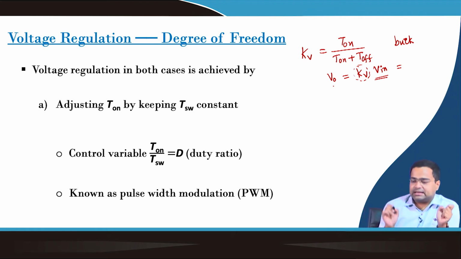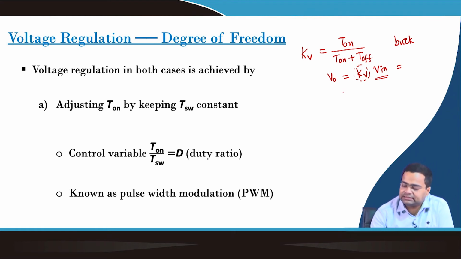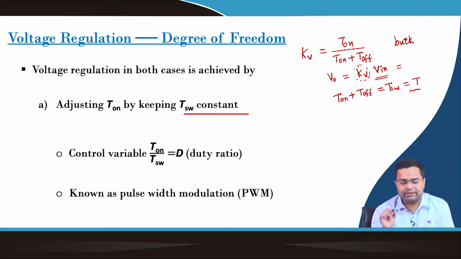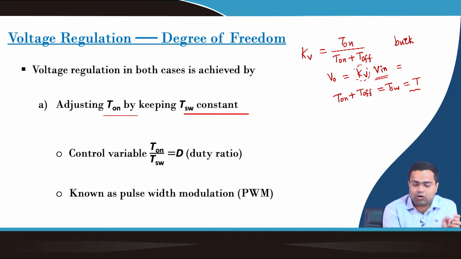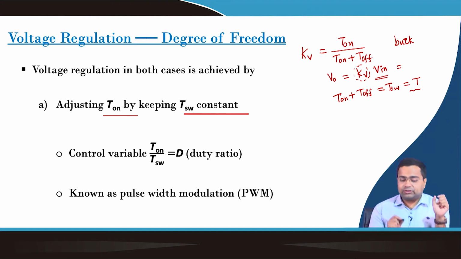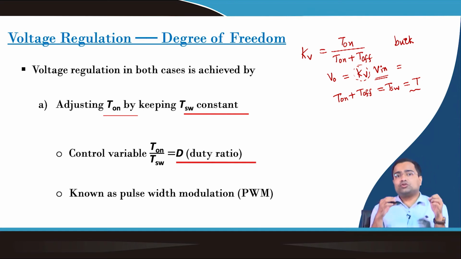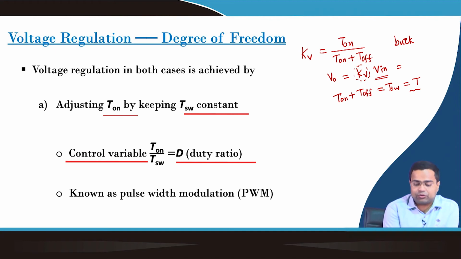So, the first criterion: we can set T on plus T off, which is nothing but the switching period, and keep it constant. If we keep this constant, then we can regulate the output voltage by adjusting the on time. Since the time period is constant, the on time by total time is the duty ratio. So essentially we are controlling the duty ratio, that is my control variable.